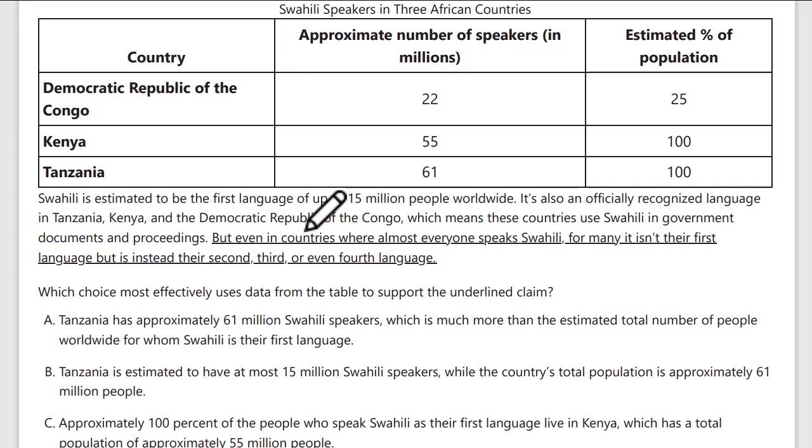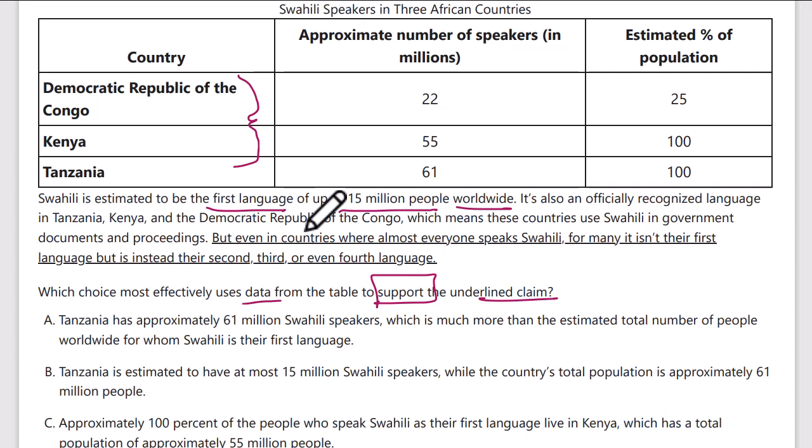Which choice uses data from the table to support the underlined claim? Okay, so let's read the paragraph. Swahili is estimated to be the first language of up to 15 million people worldwide, their first language, and that's across the world. Notice we only have 3 countries in our table. That's not worldwide, okay? It's also an officially recognized language in Tanzania, Kenya, and the DRC, which is what's shown here, which means these countries use Swahili in government documents and proceedings.